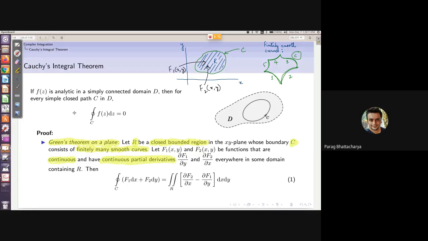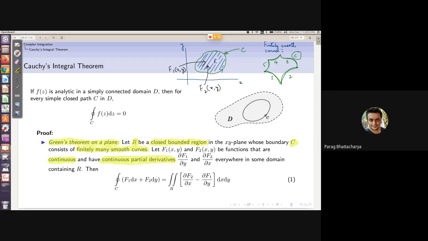If that is the case, then Green's theorem says this. The integration of these two functions over this boundary, f1 dx plus f2 dy, is equal to the surface integral of the derivatives of these two functions within the region contained by this boundary. The boundary is C. I want to integrate f1 with respect to x and f2 with respect to y over this boundary.